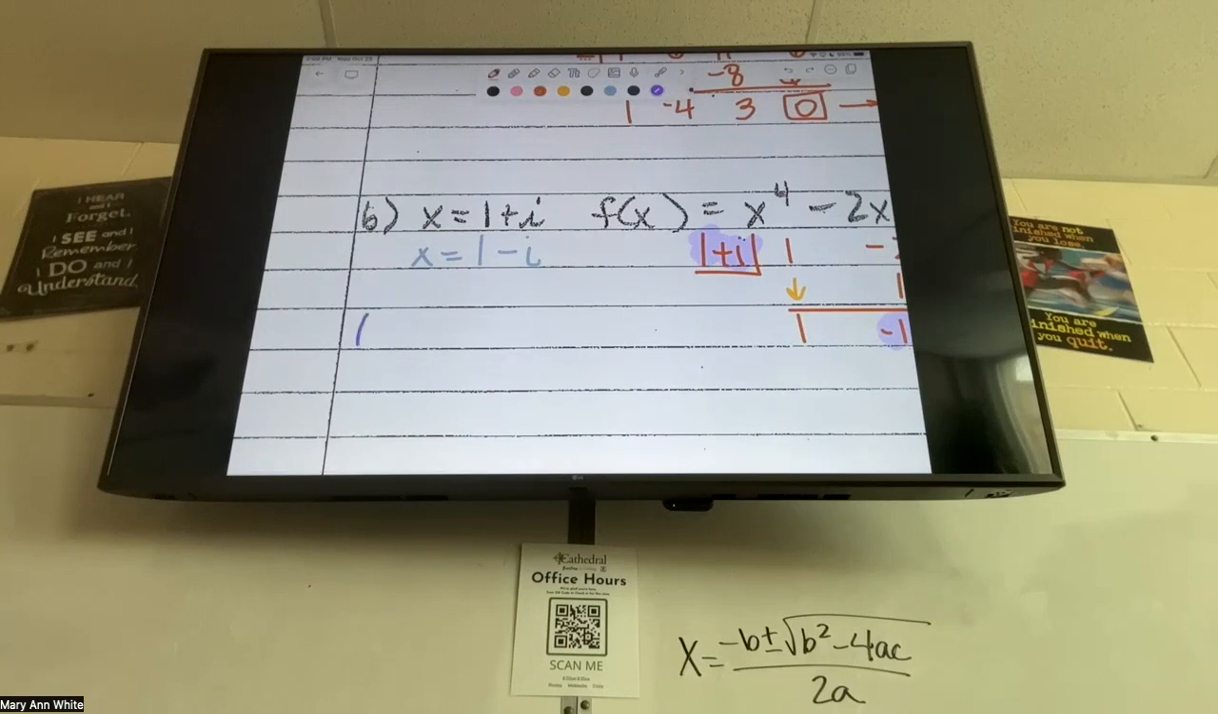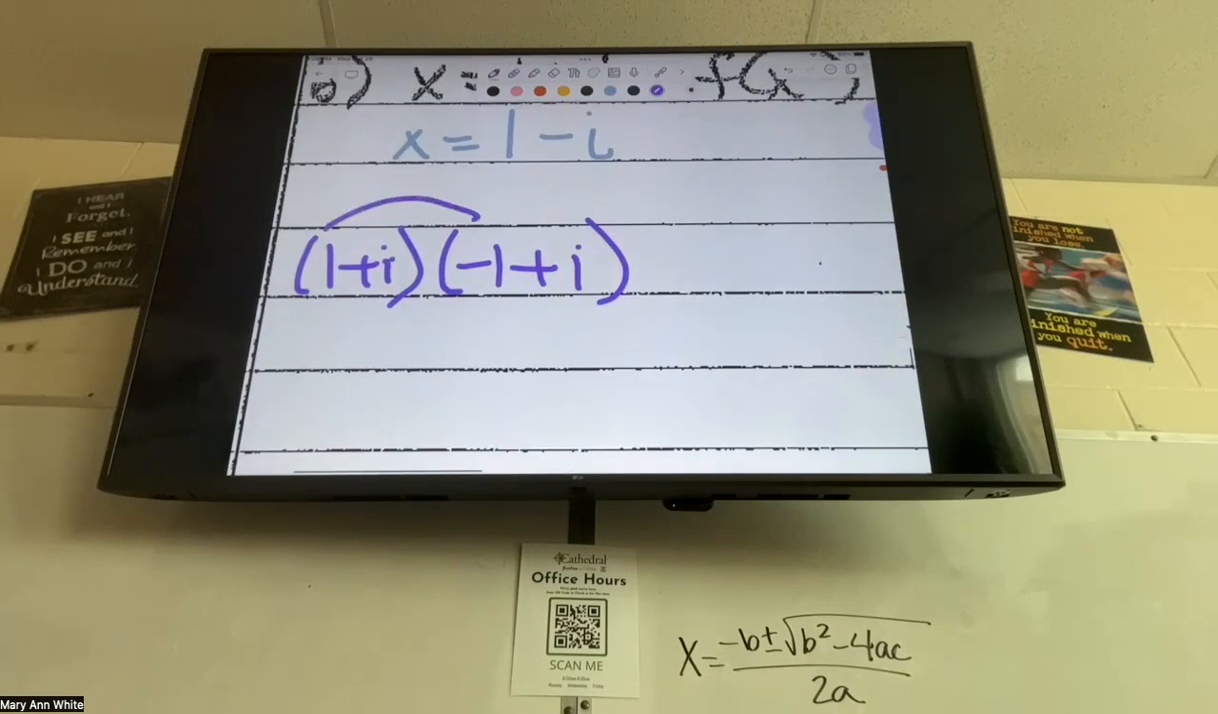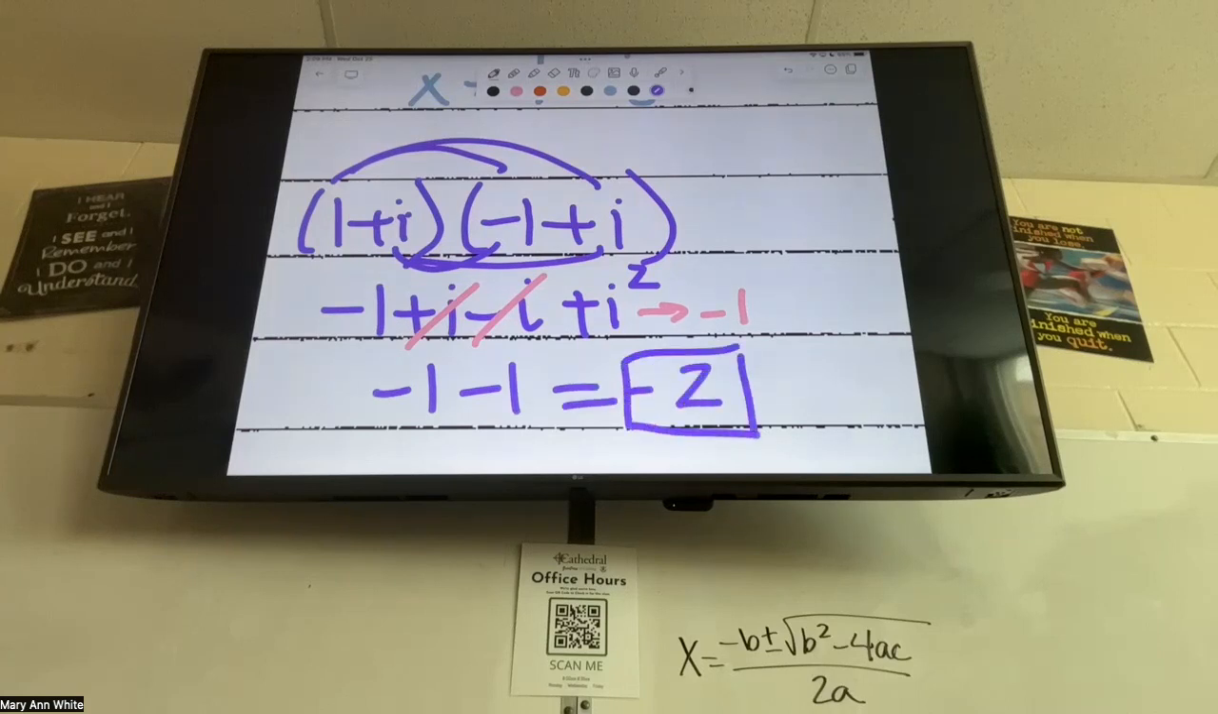I'll do it in a different color. 1 plus i times -1 plus i. So 1 times -1 is -1, 1 times i is i, -1 times i is -i, and then i times i is plus i squared. So my i's cancel, and what's i squared the same thing as? -1. So I have -1 minus 1, which is -2. I know that was taxing, but do you see how we just got one number from it?